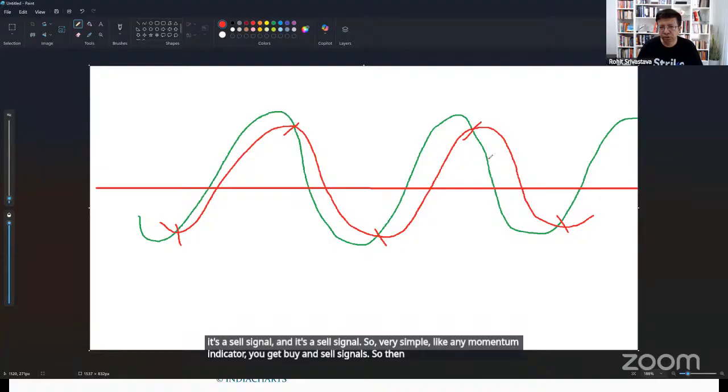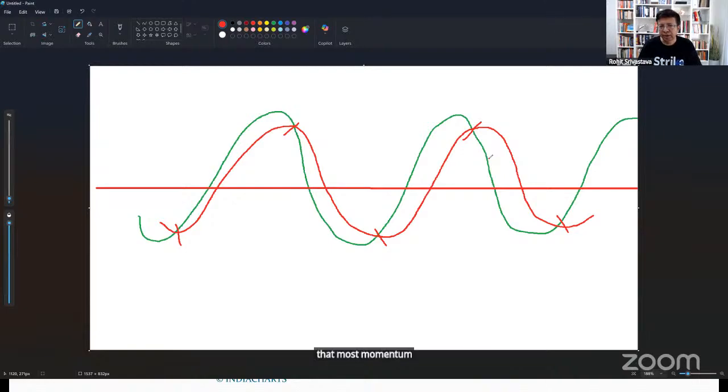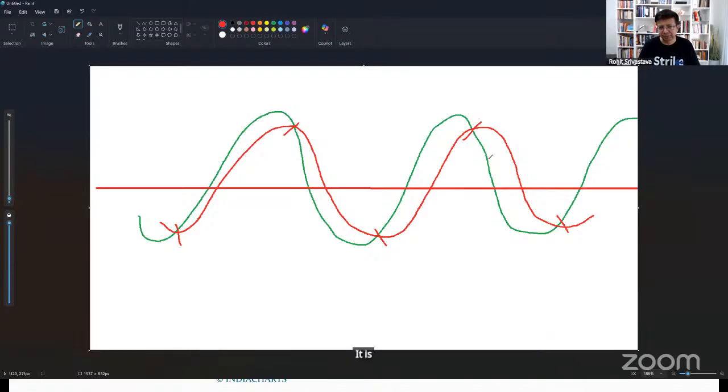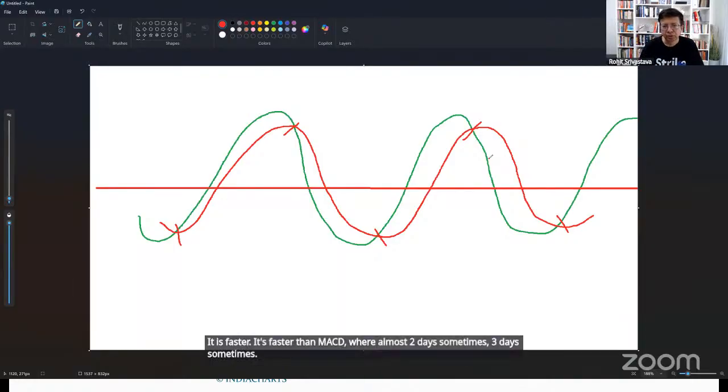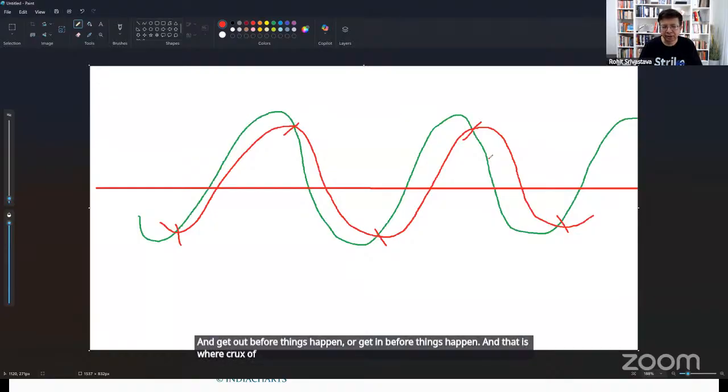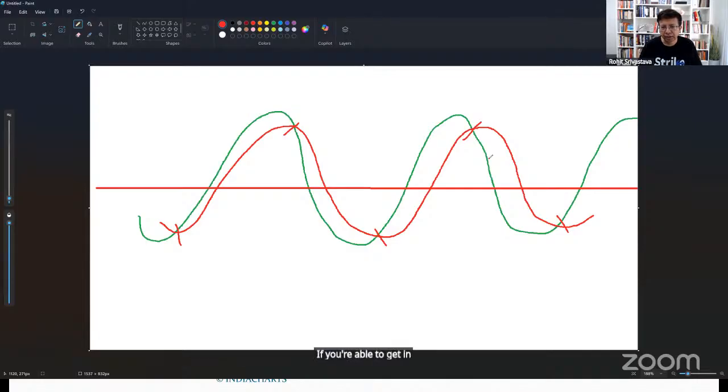So then why do you use Rohit Momentum Indicator? You could use any momentum indicator. The answer is very simple. Most momentum indicators, one, may create noise, they are not smooth enough. Two, they may not be applicable to multi-time frames. And three, most important, it is faster. It's faster than MACD by almost 2 days, sometimes 3 days. Which means that you can get extremely early signals of entry and exit, and get out before things happen, or get in before things happen. That is the crux of the whole matter, that you don't miss out on significant moves in the market if you're able to get in or get out early.